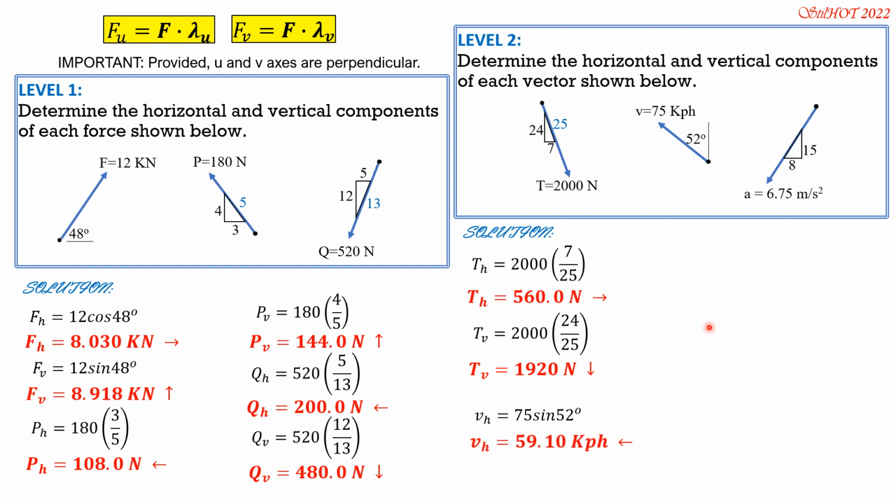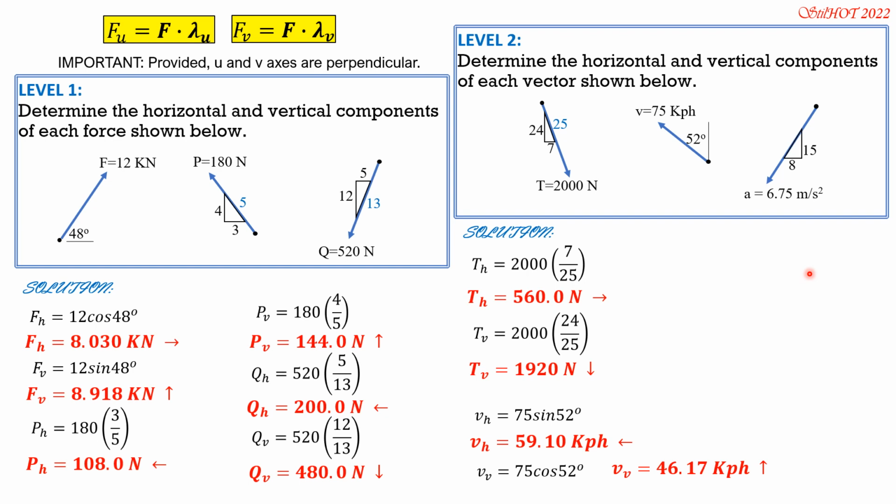So V horizontal is 59.10 kilometers per hour leftward. V vertical is upward. It is adjacent, so 75 cosine of 52. V vertical is equal to 46.17 kilometers per hour. Then third, acceleration, it is down to the left. So leftward for horizontal, downward for vertical.